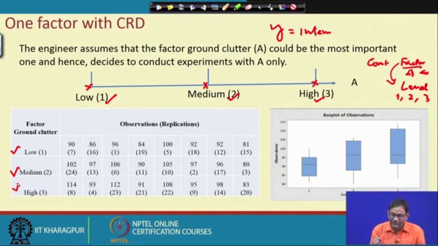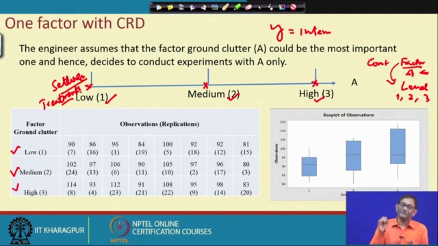Suppose you thought that you will conduct experiments keeping A at low, A at medium and A at high, and these are experimental settings which are also known as treatments. The process is treated at this level, at this level or at this level, these are known as treatments. So, factor A, when it is low, is one kind of treatment to the process. When factor A is at medium level, another kind of treatment, at high level another kind of treatment. So, I can say that experimental settings or experimental treatments, the material which is going through the process is being treated at all those different levels.